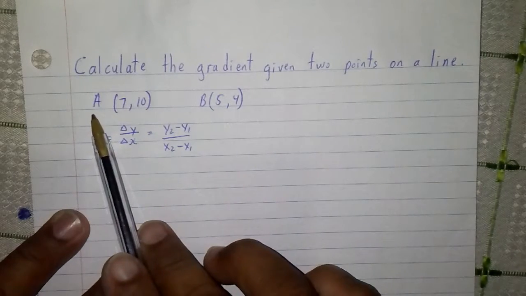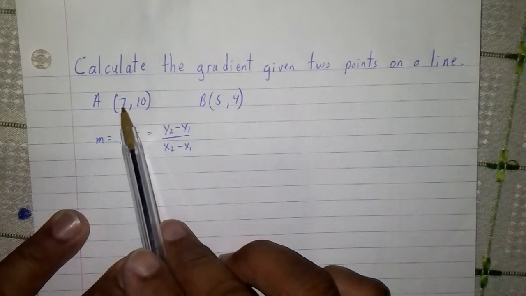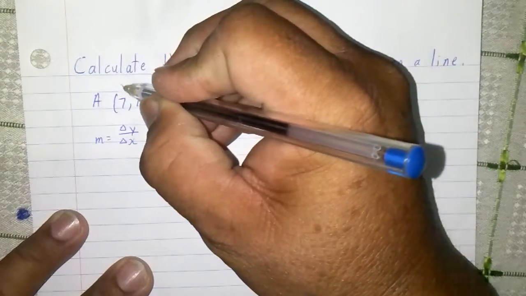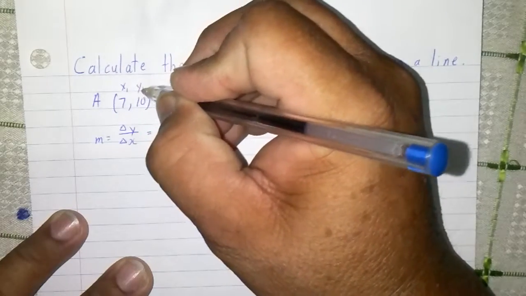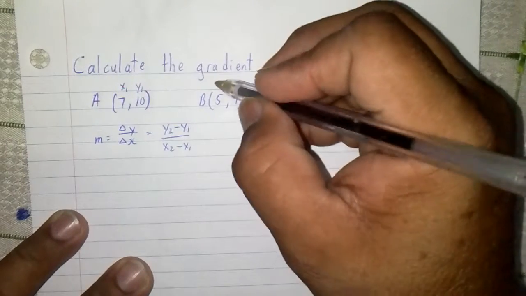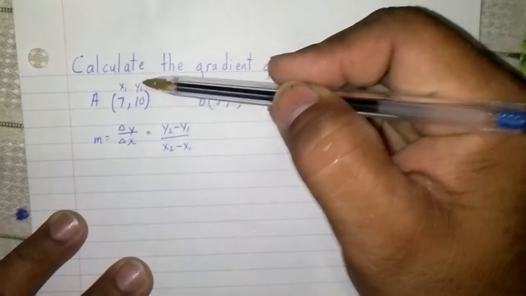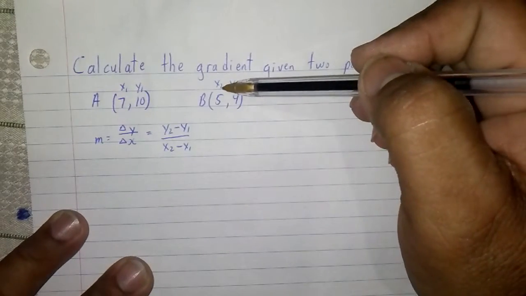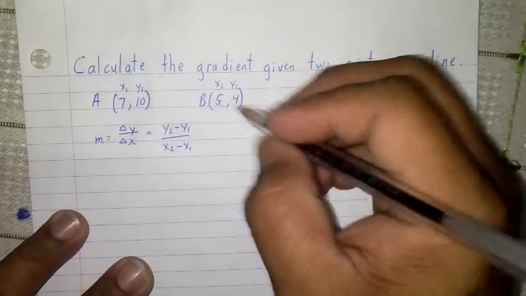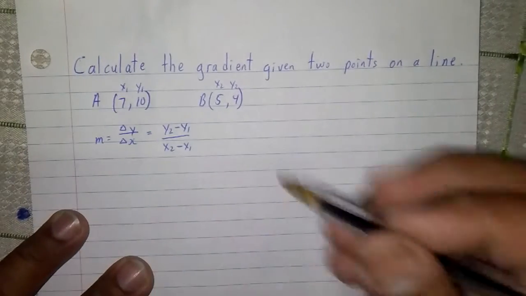And since A is now the first point, we'll call the values of A, which is 7 and 10, to have variables as letters. We call this x1, y1. Why? Because this is the first point. And since this is the second point, we'll call this x2, y2. Please note that these 1, 1, 2, 2 are only to identify that this is the first point and this is the second point. So let's substitute into our equation, because that is our next step to calculate for the gradient.